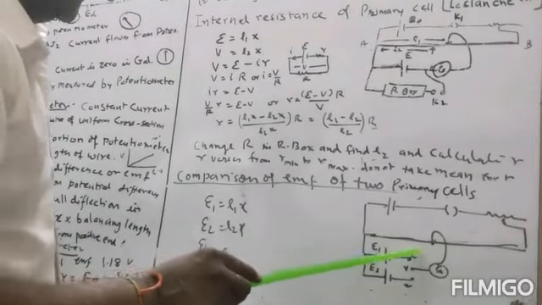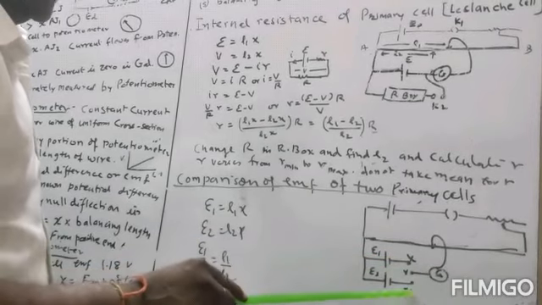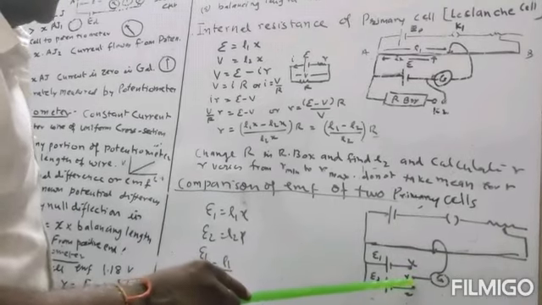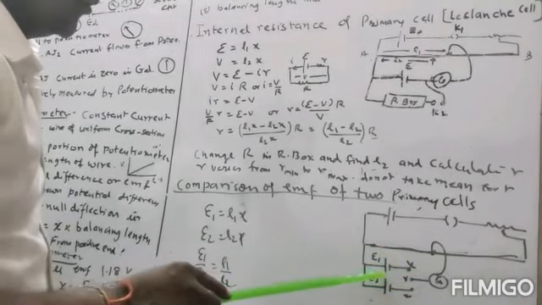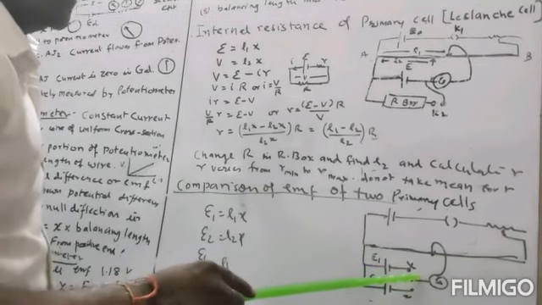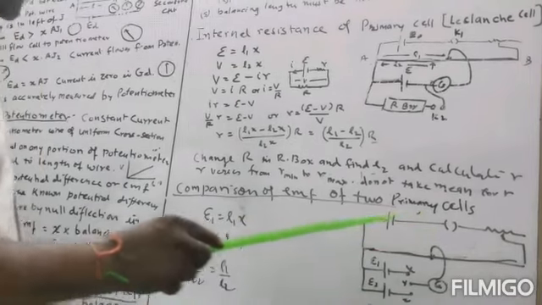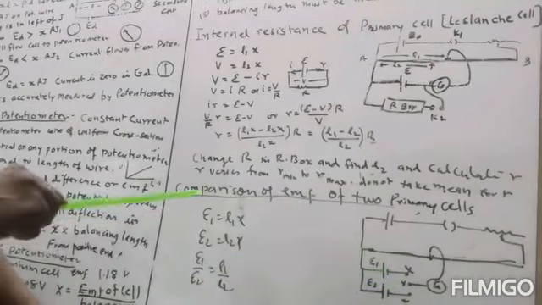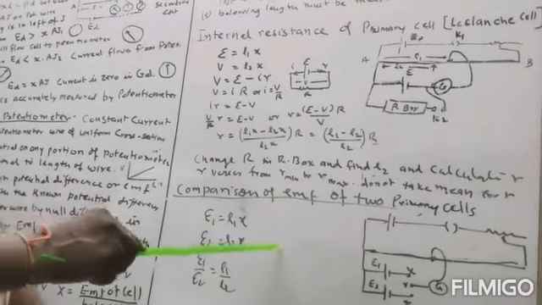In the two-way key, the X end is connected to the negative of the first cell and Z to the second cell, and the center is Y. When we connect X and Y, then this cell whose EMF is E1 will be in the circuit, and we find the balancing length. Suppose the balancing length is L1, then EMF of this cell E1 will be equal to L1 into X, where X is the potential gradient.